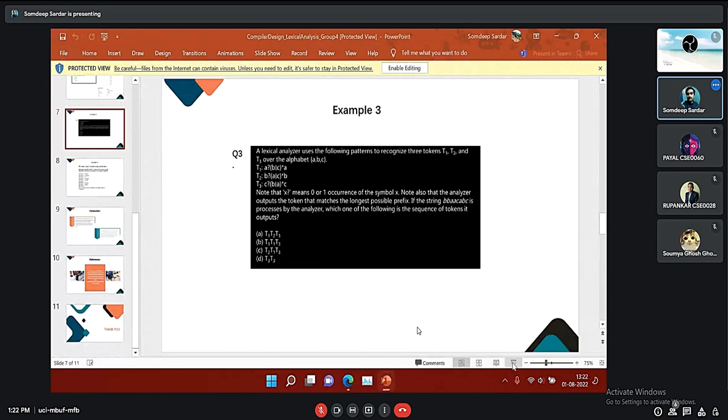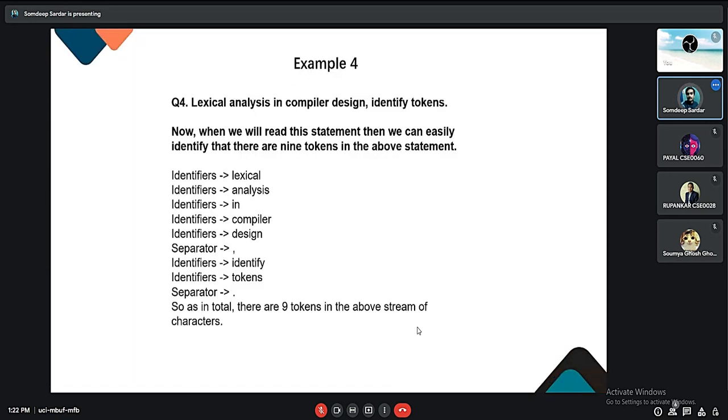Let me continue with the fourth example. The question is: identify the tokens in the statement "Lexical analysis in compiler design, identify tokens." We will have to read this statement and identify the tokens. So let's begin with lexical, which is an identifier, and then next is analysis, which is also an identifier. In is another identifier, compiler is another identifier, we have design, which is another identifier. The comma acts as a separator. Identify is one identifier. Tokens is also an identifier. And last, we have the full stop, which is a separator. So as we have seen, if we count, there are 9 tokens in total in the given string of characters.